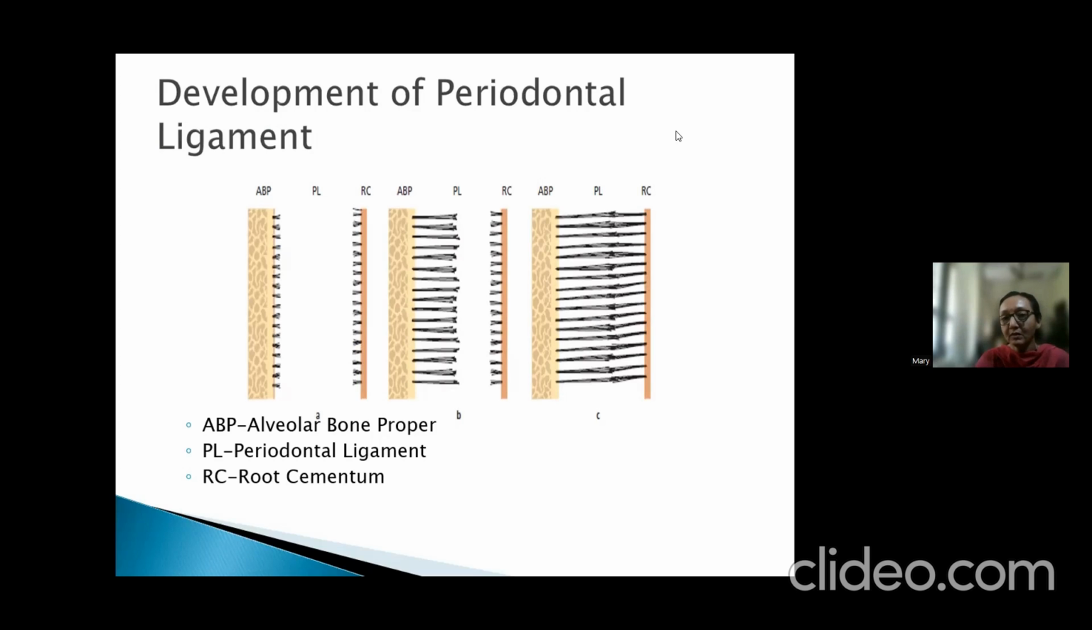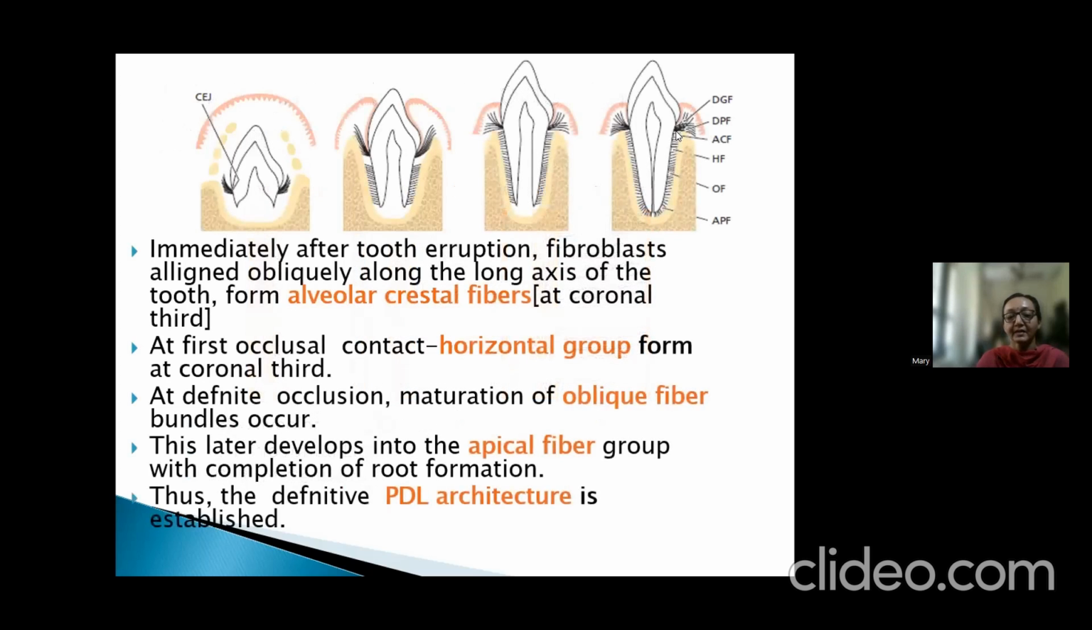We shall now see at what time the different fibers of the periodontal ligament arise. This is a diagrammatic representation where we can see how a tooth erupts from the socket during the development of the tooth. Immediately after the eruption, the fibroblasts usually align obliquely along the long axis of the tooth, and the first formed fibers are the alveolar crest fibers, which develop at the coronal third of the tooth at the first occlusal contact.